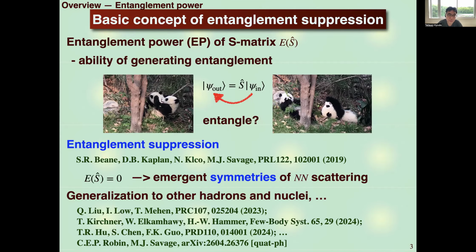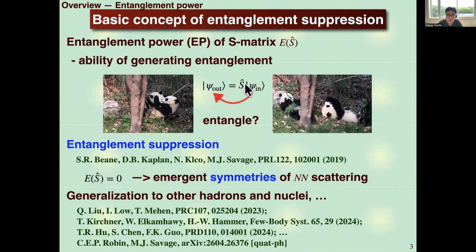And this entanglement power, the quantity EP, is some number that is the average generation of entanglement from the initial to the final state. Now, the idea of this entanglement suppression is to require the condition that the entanglement power of this particular S matrix should vanish, which gives us some constraint on the structure of the scattering S matrix. And the constraint on the scattering S matrix has some consequence on the property of the two-nucleon force, for instance. And that actually explains the so-called emergent symmetries appearing in the phenomenological two-nucleon scattering. This symmetry I will also explain later.